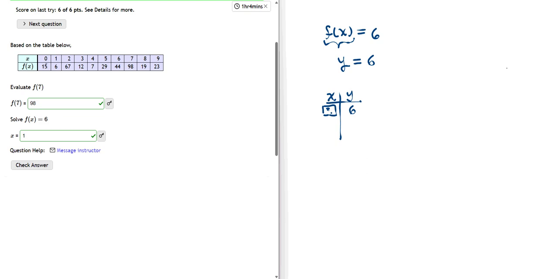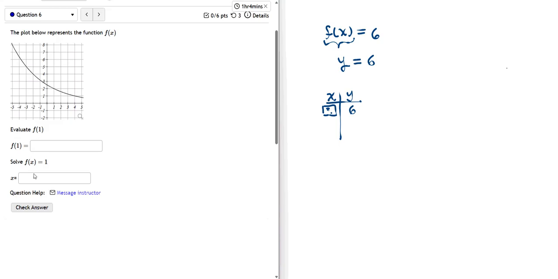And notice that you can only do that second part if it's a one-to-one function. If it was not a one-to-one function, you would have some difficulty deciding which y value or which x value would go with that y value.